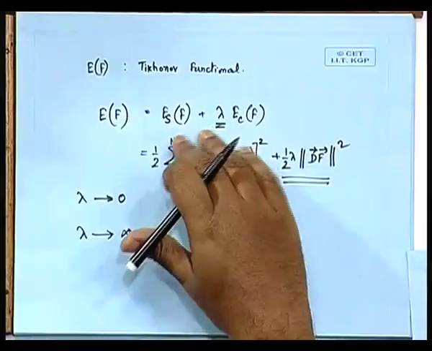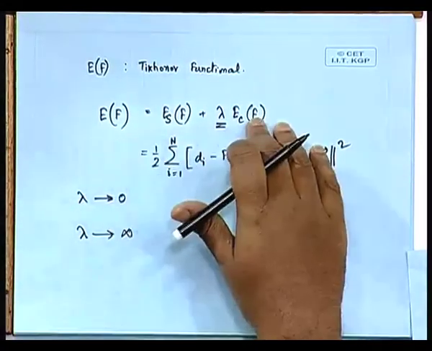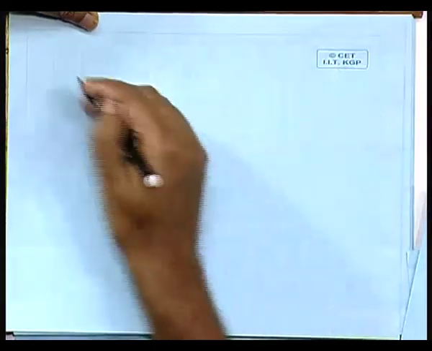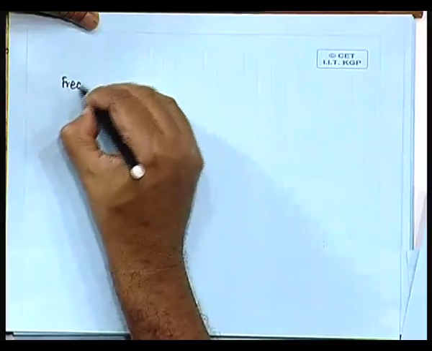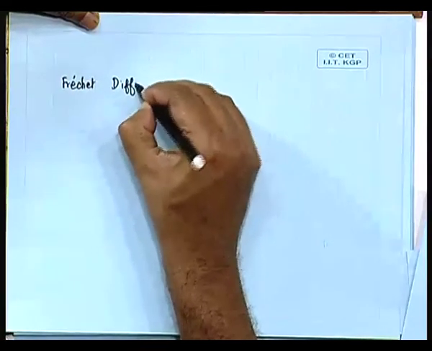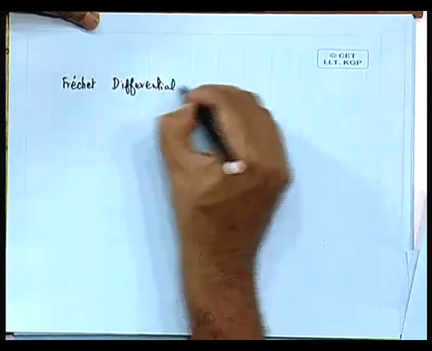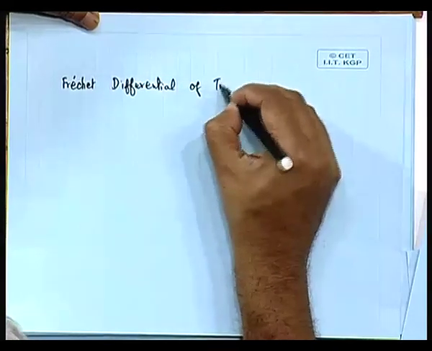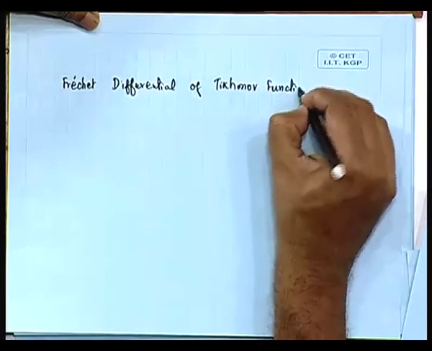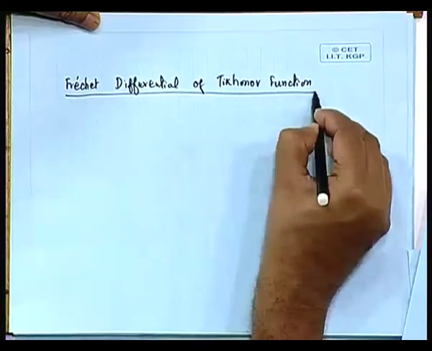So, in order to solve this equation, we first formulate this problem in terms of a differential, which we are calling the Frechet differential. So, we are introducing the Frechet differential. We are going to write it in the form of the Frechet differential of the Tikhonov functional. And let me explain what this Frechet differential essentially means.